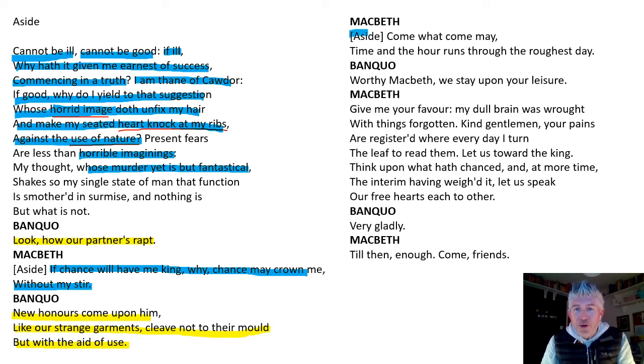Macbeth, another aside, he's still talking to himself. This is a good way from Shakespeare's point of view of showing Macbeth's kind of mental instability, that he's talking so much to himself in this scene. "Come what come may, time and the hour runs through the roughest day." Now he's saying here, what will be will be.